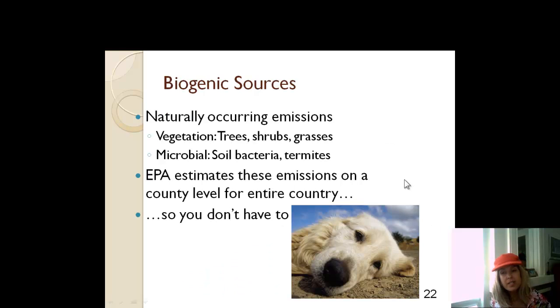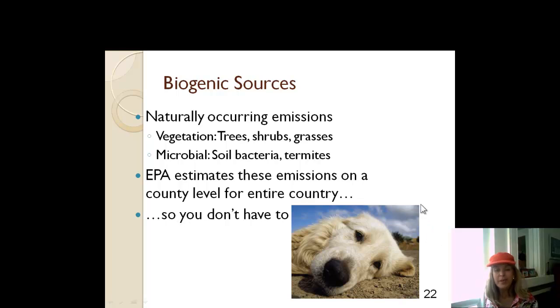So, biogenic sources. Biogenic sources are emitted from sources that are there no matter what humans do. So forests, grasslands, termites apparently emit a lot of gas, and EPA estimates these emissions on a county level. So people, even states and counties, don't calculate the emissions from their biogenic sources. At least they don't have to in terms of reporting to EPA, because EPA already does these calculations.